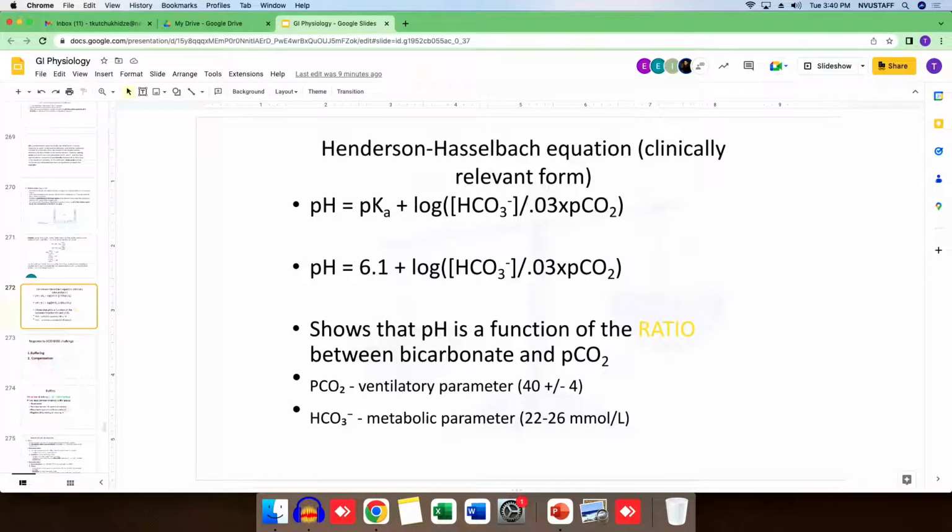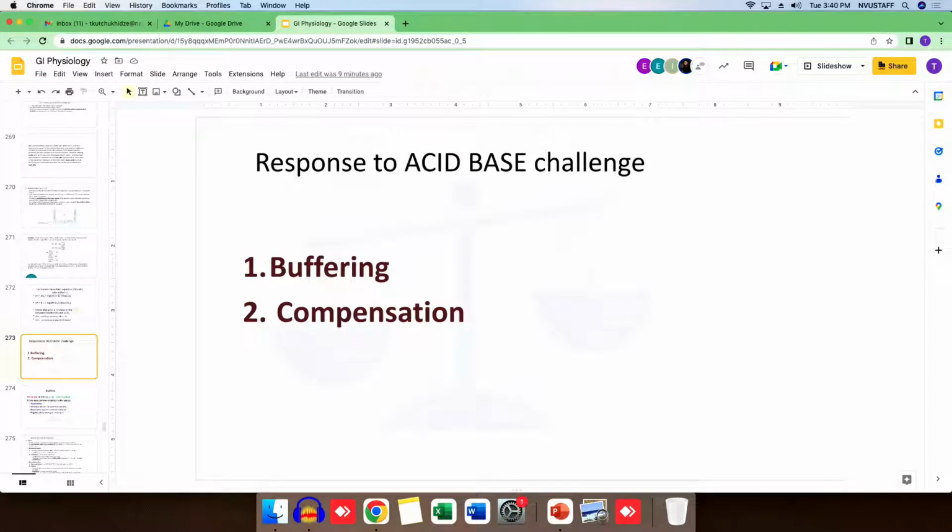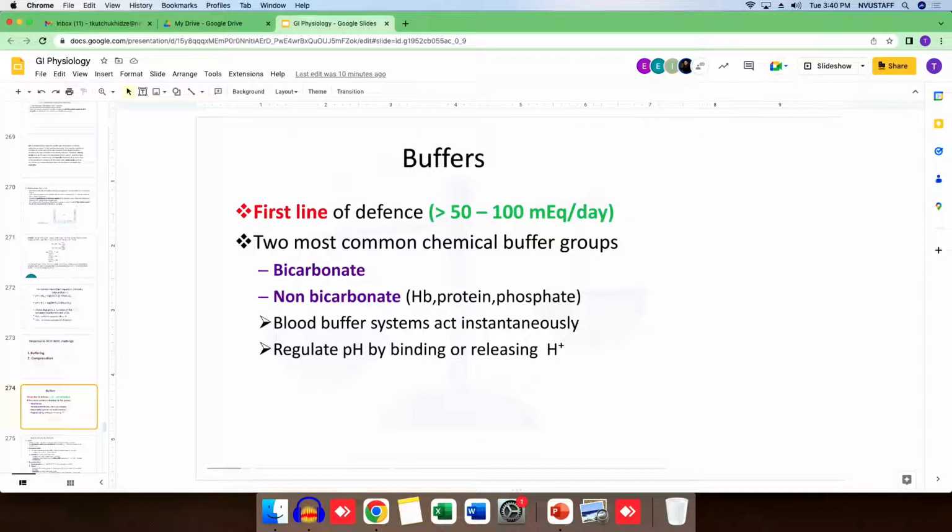Yeah, this is the same one I was talking about. So we've talked about acid-base balance. We've talked a bit about the buffer system, and now we have renal acid-base balance compensation, right? So buffers are always the first line of defense, and the most common buffers are bicarbonate and non-bicarbonate compounds. Non-bicarbonate compounds can be proteins or phosphate or hemoglobin.